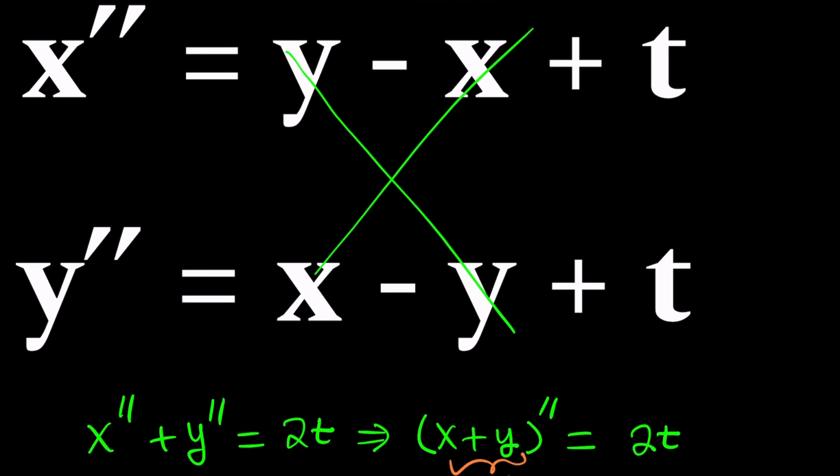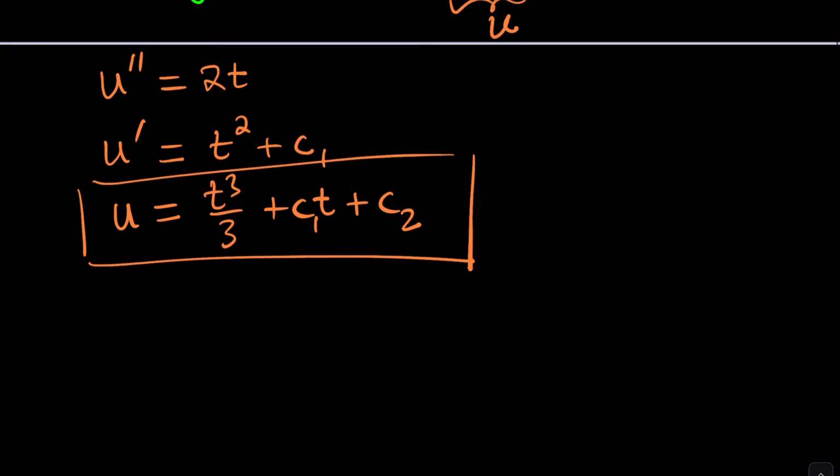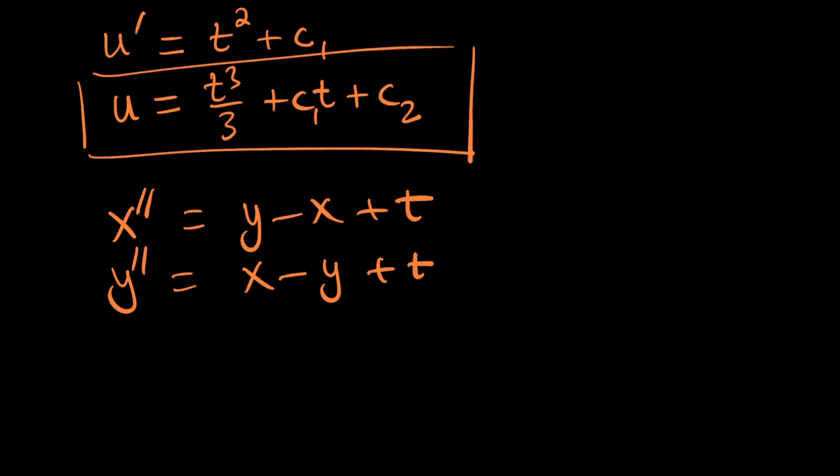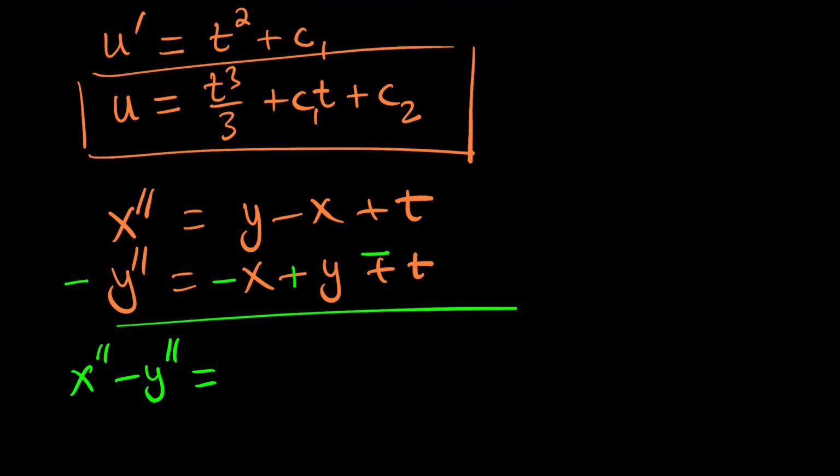Now, why don't we try to do something for the difference? The good thing about differences is that the t is going to cancel out. Notice that t minus t is equal to 0. So let's rewrite this. x double prime is equal to y minus x plus t. y double prime is equal to x minus y plus t. So here's what we're going to do. We're going to negate the second equation and add, which means we're going to subtract these two. And from here we get x double prime minus y double prime is equal to y minus x.